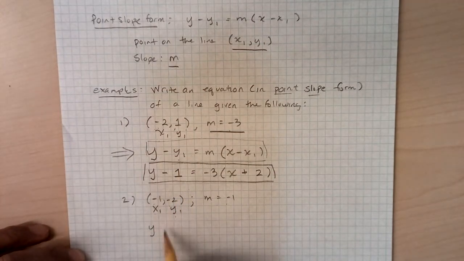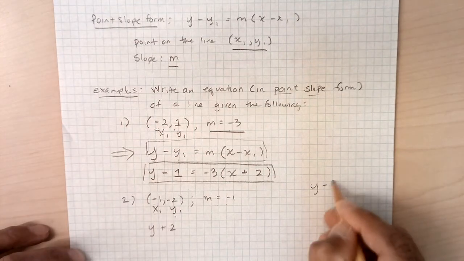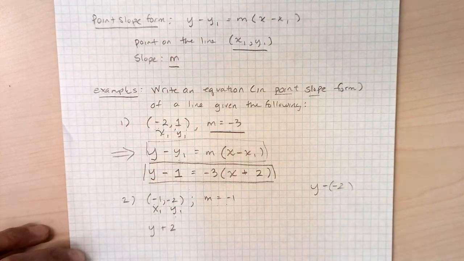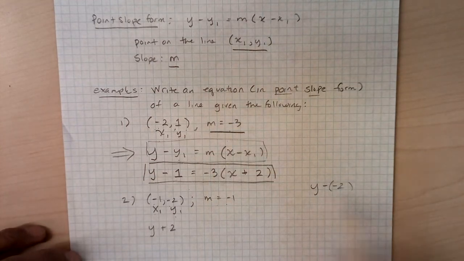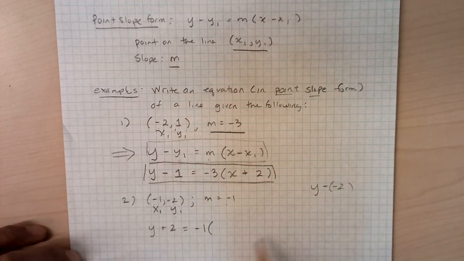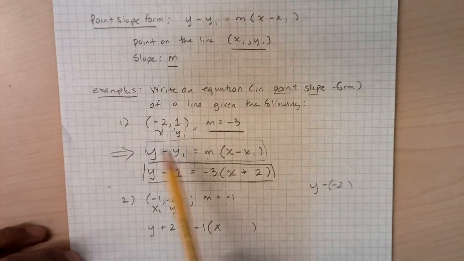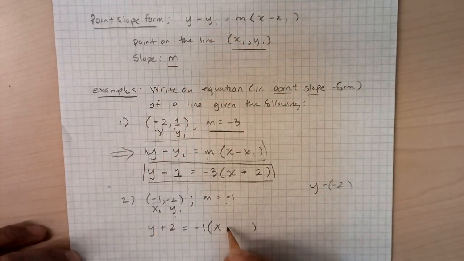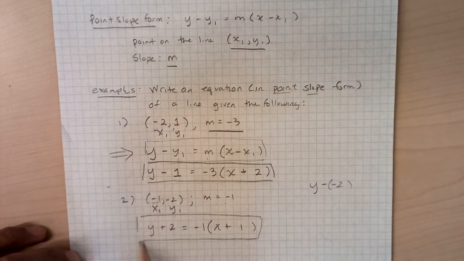So y minus -2. Subtracting the negative is the same as adding the positive. Don't just leave it like this: y minus -2. Even though that's mostly correct, it's not completely correct. So change it to addition. It's equal to m. The slope is -1 times a quantity, or parentheses, x minus x sub 1. So x minus -1, which is x plus 1. And then that's your equation in point-slope form.